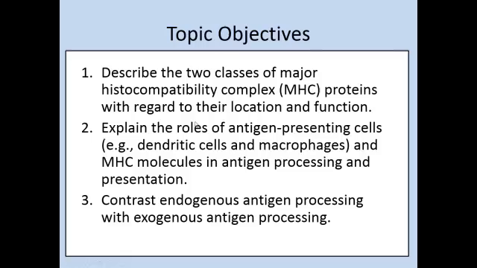The learning objectives for this topic are: describe the two classes of major histocompatibility complex, or MHC, proteins with regard to their location and function. Explain the roles of antigen-presenting cells, e.g., dendritic cells and macrophages, and MHC molecules in the antigen processing and presentation. Contrast endogenous antigen processing with exogenous antigen processing.